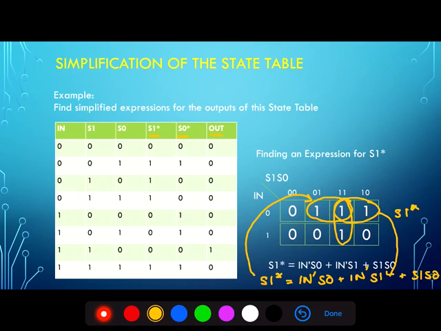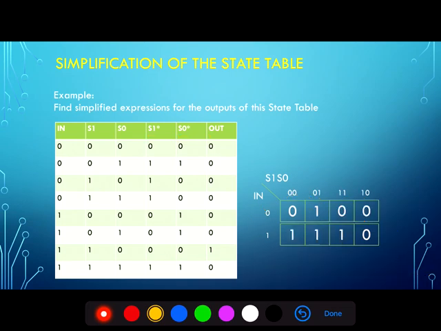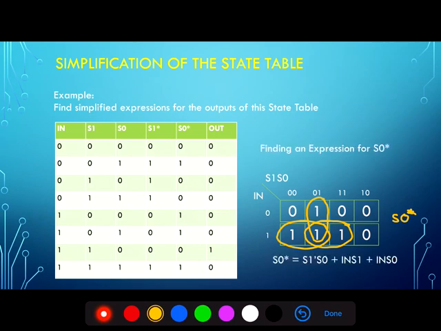Now we can do the same thing for the next state of S0, or S0 star. Looking at a Karnaugh map for S0 star in this next slide, we can do the same thing, and we'll come up with 3 groupings of 2 in our Karnaugh map for the simplified sum of products expression. When we write terms for those 3 groupings, we'll have 3 terms, each containing 2 variables, in our expression for the next state of S0.